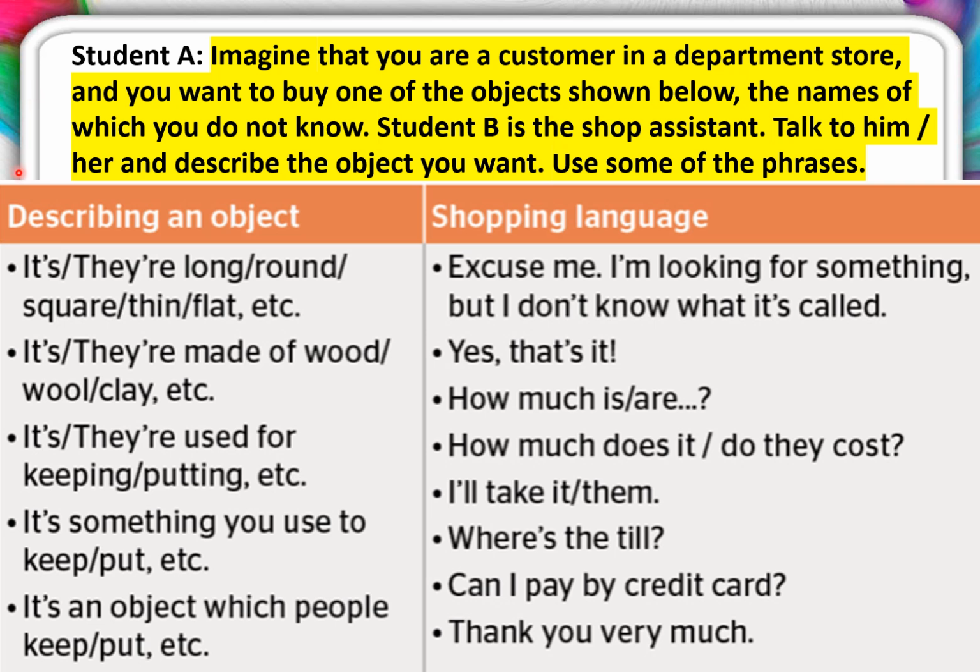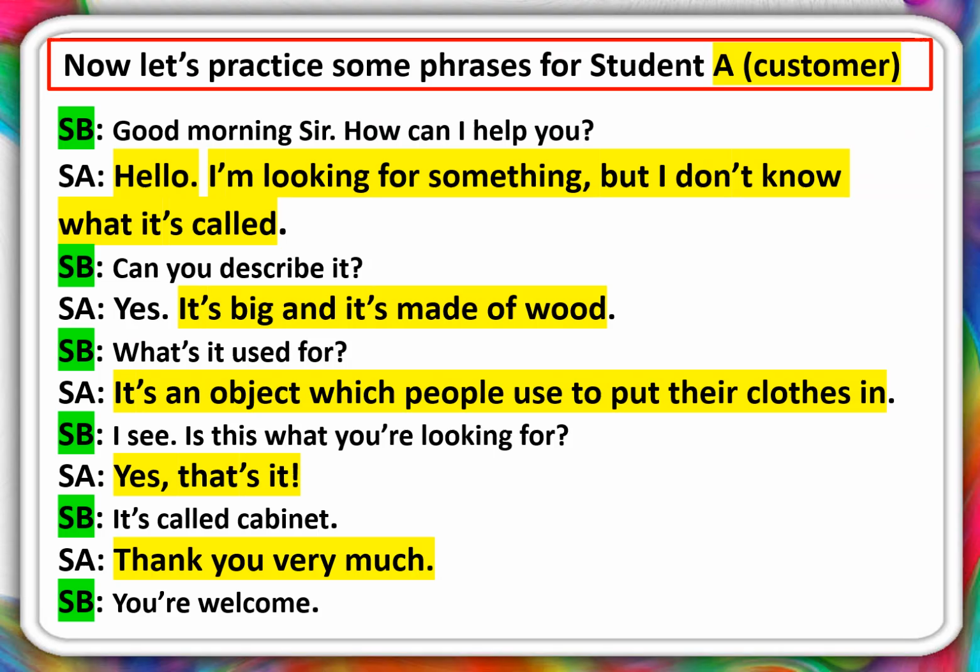In the table here, we have some phrases or expressions used to describe objects. We have discussed them earlier, like describing shape, size, like telling the material and the purpose or the usage. On the right, you will find some expressions and phrases which are usually used while shopping. It's very important to have a look at this table.